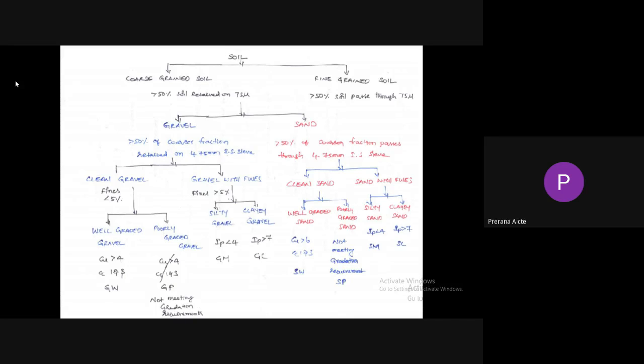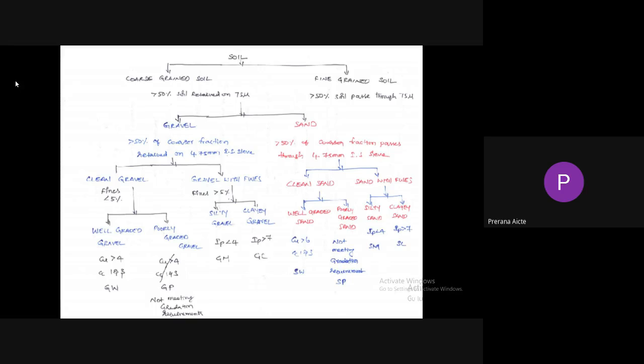Because it is basically gravel, but the gravel is mixed with some sort of fines. If the percentage of fines is less than 5%, it is known as clean gravel. Clean gravel means the gravel doesn't have any fines. So gravel with fines means it is basically gravel, but the gravel is mixed with some percentage of fines, that fines is greater than 5%.